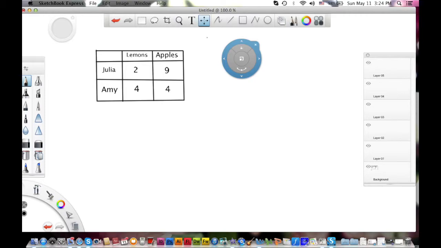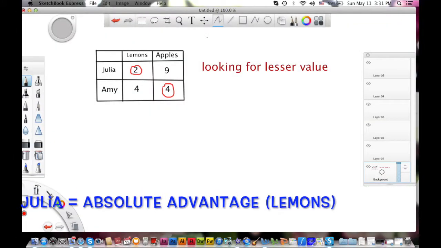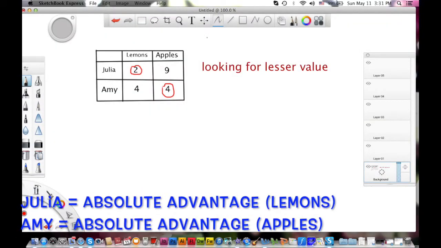Now this problem is going to be talking about the absolute advantage currently. Absolute advantage is essentially determining by the numbers who is best at producing each product. For this input problem, we need to remember that the lower numbers indicate greater efficiency because they mean that less land is used to produce the same amount of product.